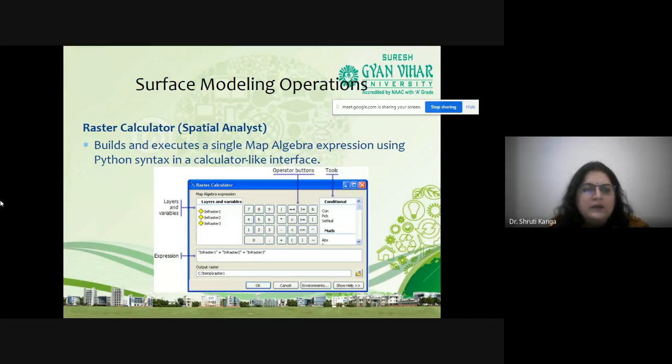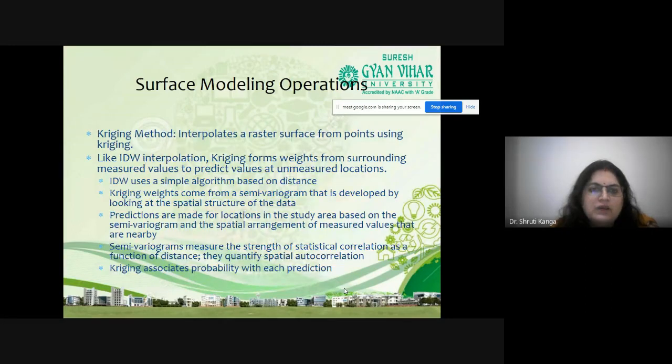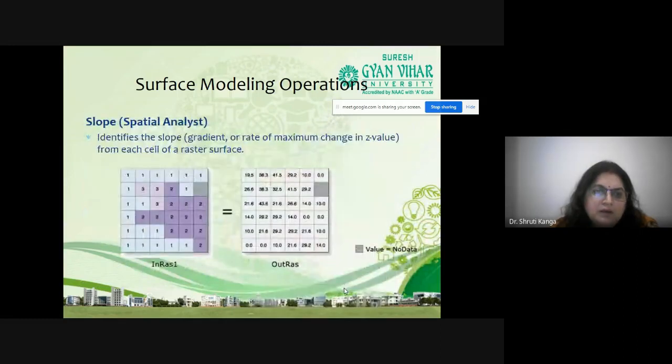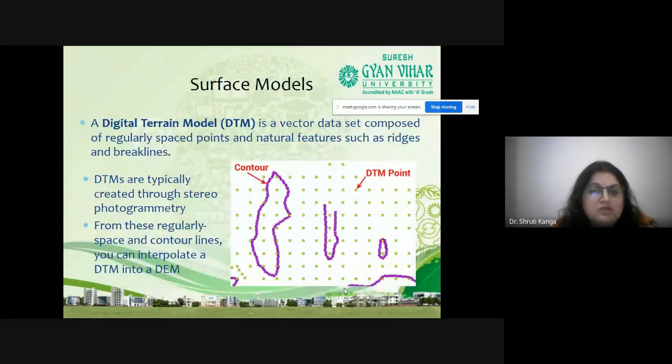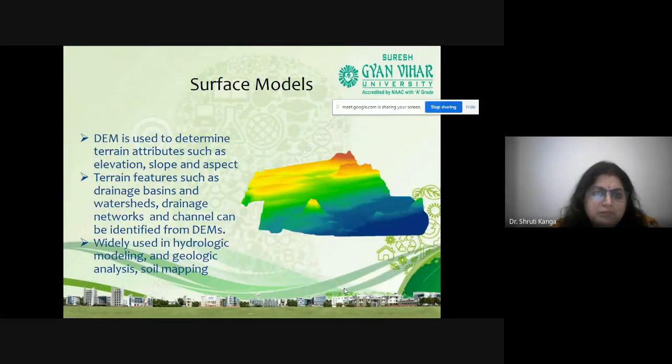Third, we have the raster calculator option, where we can opt for different operations like addition, subtraction, multiplication, division, equals to, greater than, and lesser than. These are different layers. We can select, for example, equals to 5, and then we get an output layer as a result. So these are the different operations through which we have gone through the surface modeling operators with reference to DEM, DTM, and DSM.